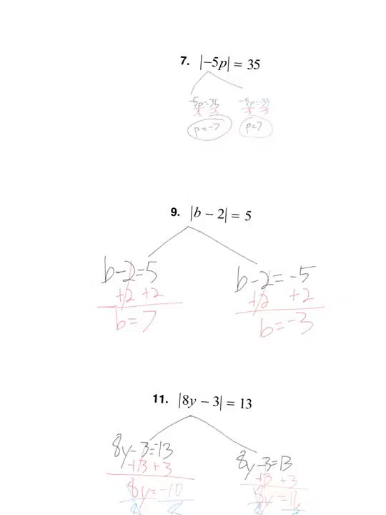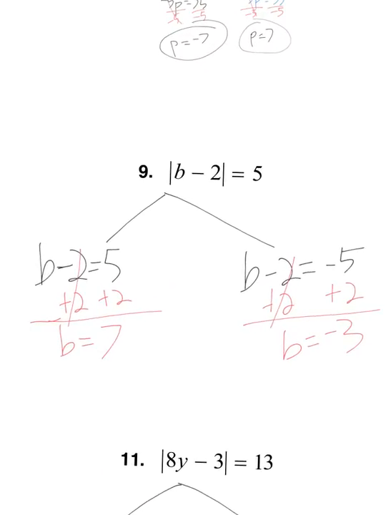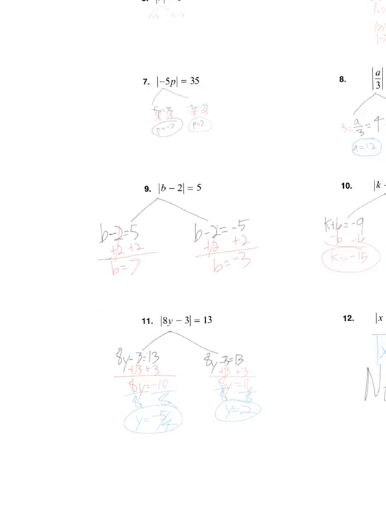Number 9, b minus 2 equals 5. Again, I'm not going to change that -2 to a +2 because it's absolute value. That doesn't make sense because you're trying to figure out what you can plug in, and when you do that math, it'll equal 5. Like 7 minus 2 equals 5. If I change that to +2, it'd say 7 plus 2, and that's 9. So that doesn't make any sense. And then you go b minus 2 equals -5. So -5 plus 2 is -3. Those are the two answers for number 9.